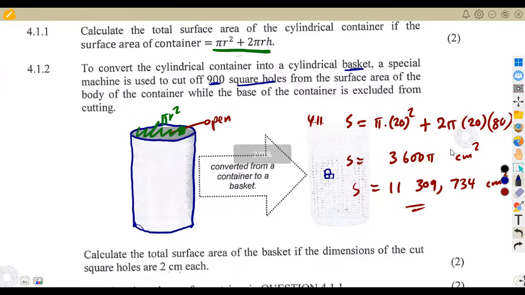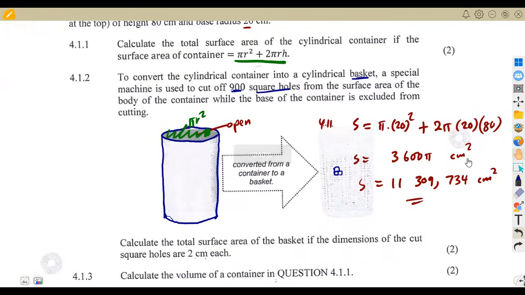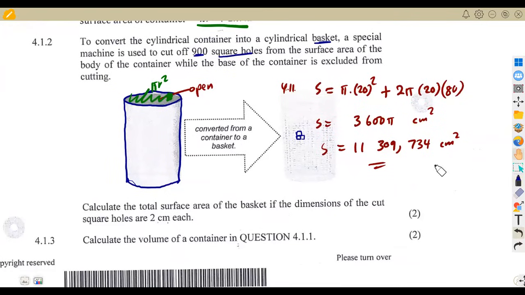All right. So the question is that, let us understand our question here. In order for us to convert this, we are supposed to produce 900 square holes from the surface area of the body of the container. So from the surface, that is the sides here, are the ones that have got 900 square holes, whilst at that moment the base of the container is excluded from cutting. So the base here is not being affected, the same base that we have below on this other shape. The base is going to remain as it is.